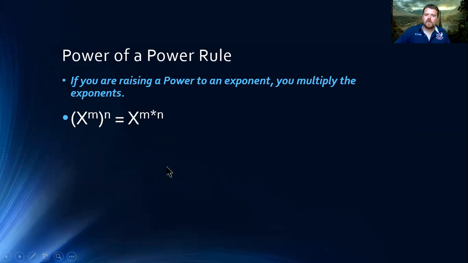You then have your power of a power rule. So in this case, if you have a power and you're raising it to another power, your rule is to keep the base and multiply the exponents.